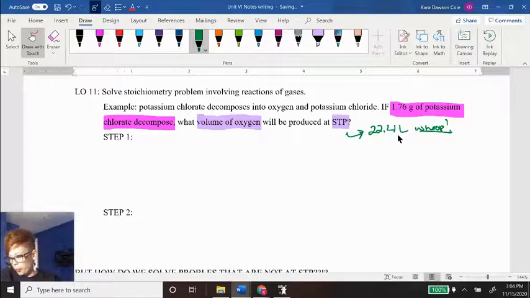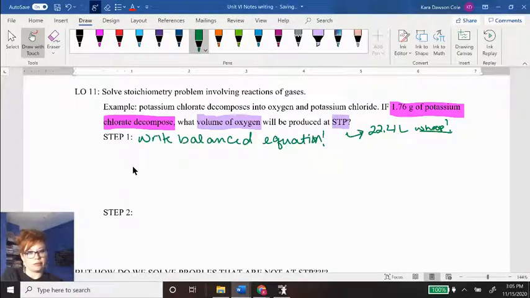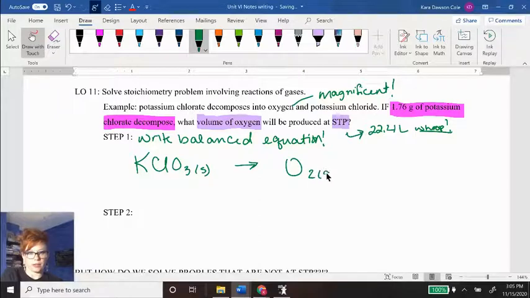All right, so step 1, write the balanced equation. Yep, you do. Potassium has a positive 1, chlorate, ClO3, has a minus 1, so KClO3. This is a solid. It's going to form oxygen, O2, a gas, plus potassium chloride. K has a plus 1 charge, Cl has a minus 1 charge, so it's KCl, and this is a solid too.